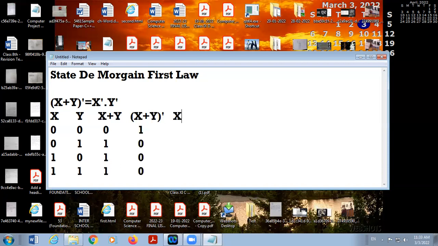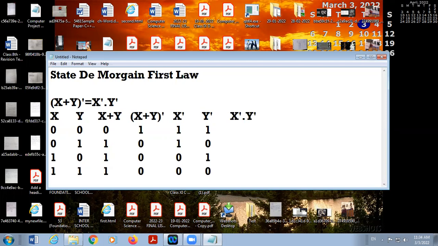Now we find out x naught. So x naught, the reverse of x. So x is 0, 0, 1, 1, we have got 1, now we have 1, 0, 0. And here is y naught. So it is a reverse of y. Here is 1, 0, here is 1, 0. And we are going to find out x naught into y naught.